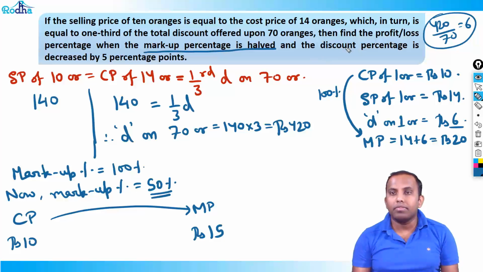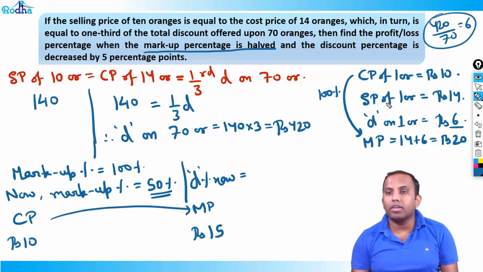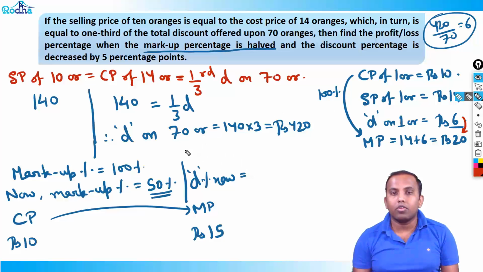And the discount percentage is decreased by 5 percentage points, right? So what is the discount percentage now? What was the discount earlier? See, MP was rupees 20 and the discount was rupees 6. So the discount percentage earlier was 6 by 20. That is how much?